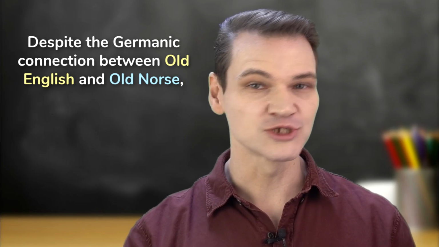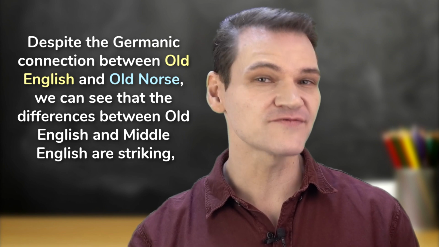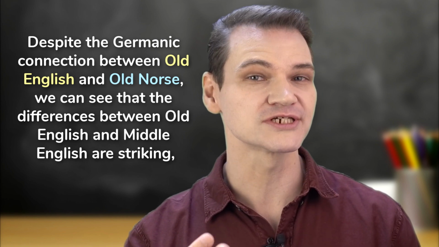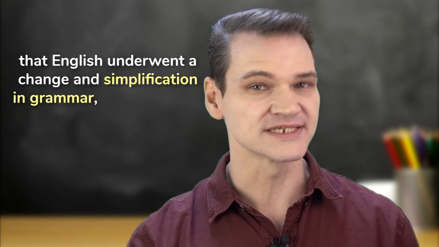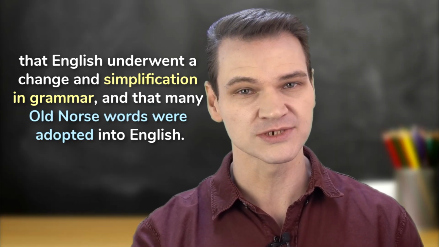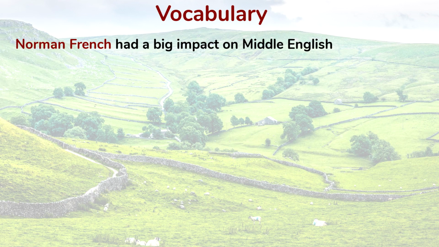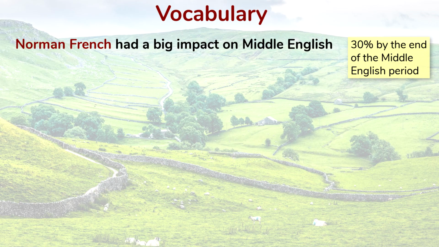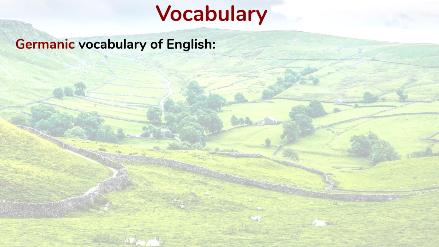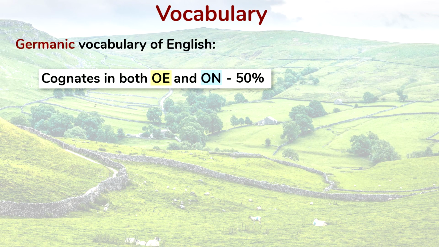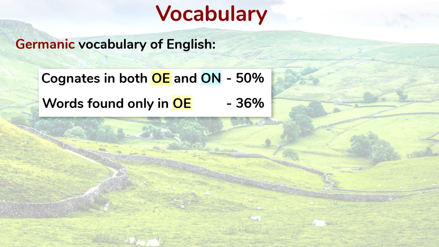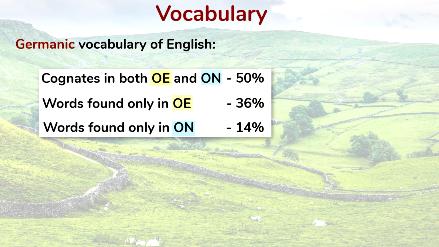Despite the Germanic connection between Old English and Old Norse, we can see that the differences between Old English and Middle English are striking, that English underwent a change and simplification in grammar, and that many Old Norse words were adopted into English. Vocabulary. As we know, Norman French had a big impact on Middle English, making up around 30% of English vocabulary by the end of the Middle English period. But if we leave French aside and just look at the Germanic vocabulary of English, it looks like this. Words with cognates in both Old English and Old Norse make up 50% of the words. Words found only in Old English make up 36%. And words found only in Old Norse make up 14%.